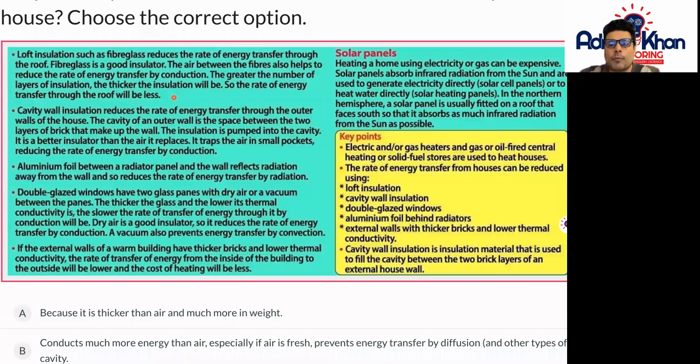External walls of a warm building have thicker bricks and lower thermal conductivity. The rate of transfer of energy from the inside of the building to the outside will be lower and the cost of heating will be less.